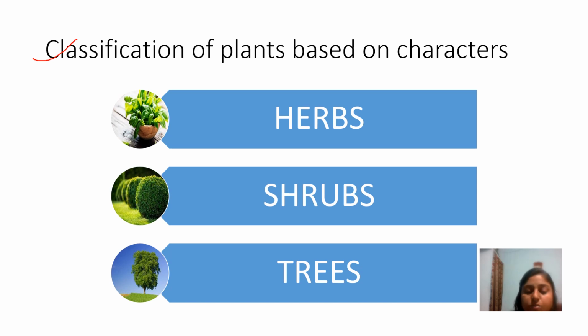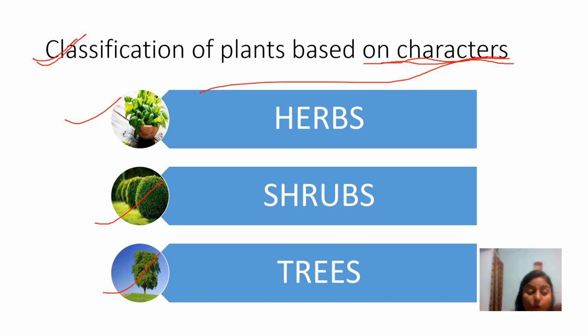Okay, students, now see here: classification of plants based on their characters. There are three classifications. The first one is herbs, the second one is shrubs, and the third one is trees.